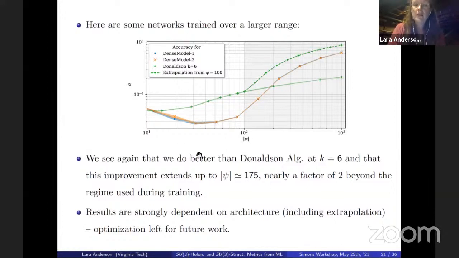So again, we have several models presented. Comparison here to Donaldson at k = 6, that's the green line, and this is over a wider range. So again, we see that we do better than the Donaldson algorithm in terms of lower error, and that this improvement actually extends up to around psi = 175, nearly a factor of 2 beyond the regime used in training. I won't go into the details of this, but these results appear to be strongly dependent on the network architecture, including the extrapolation into the shaded region. And there's clearly interesting questions of optimization, which were left for future work. At the moment, this was simply a point of proof of principle in our implementation.